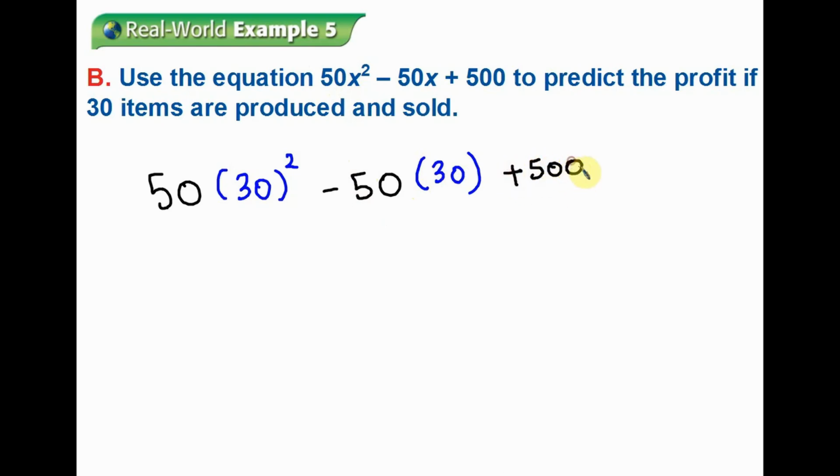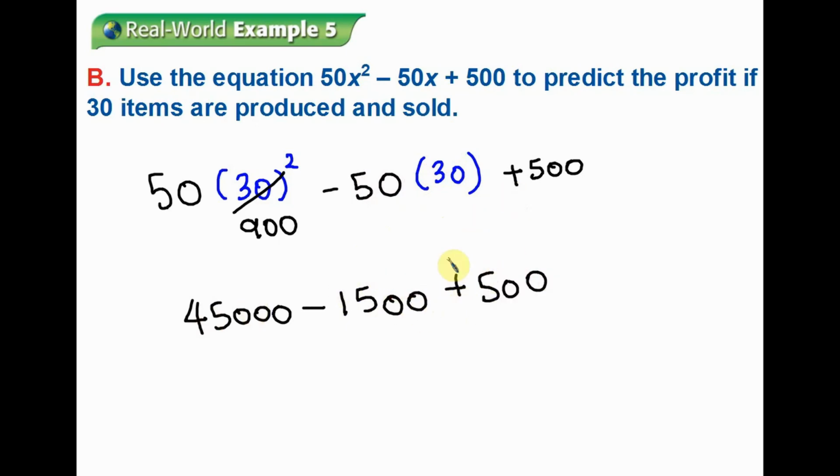This is just a constant. So 50 times 30 squared. 30 squared will become 900. So 900 times 50, I'll get 45,000, minus 50 times 30. If you are struggling, try this way: 5 times 3 will give you 15. The last zeros will be just added to your number. And then plus 500. When you're simplifying all this, it will equal 44,000. And I'm assuming these are the costs, so I'm going to put a dollar sign, so it's $44,000.